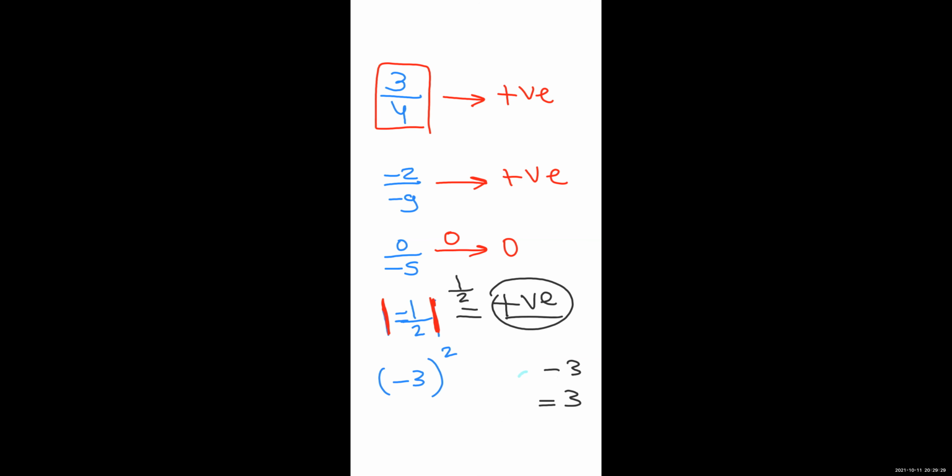Then what about the last one? Negative 3 to the power 2. Positive, of course, because negative 3 to the power 2, or squared, means negative 3 multiplied by itself, like that. Negative 3 times itself, 2 times, so it will equal 9. So positive. Okay?